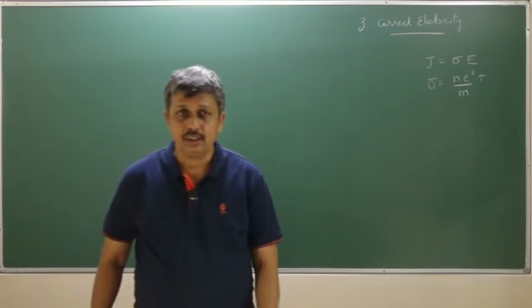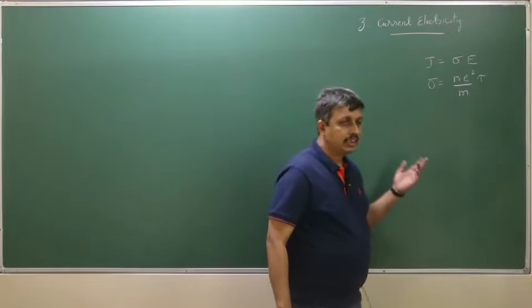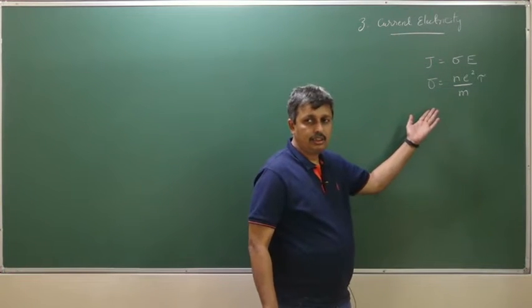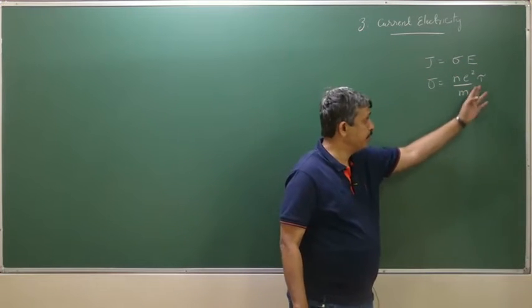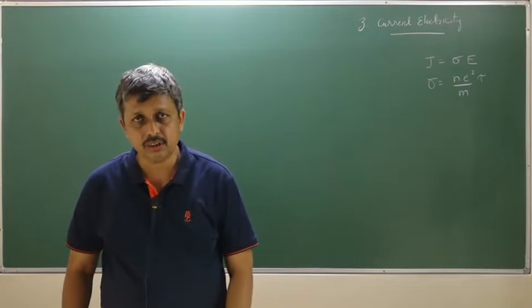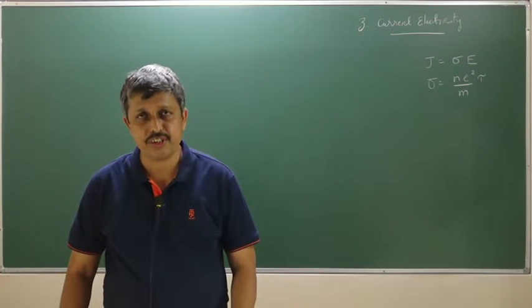drift current. And based on the concept of drift current, we were able to find out the resistivity, or in this case conductivity, from the micro parameters like n e square by m into tau, where tau is basically what we call mean time between collisions or relaxation time.